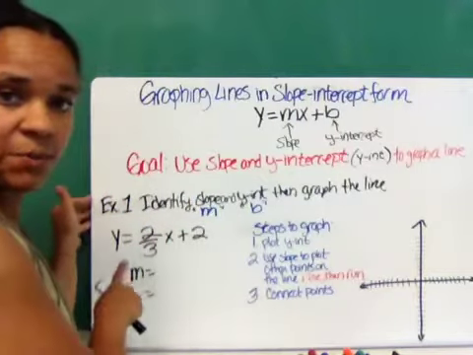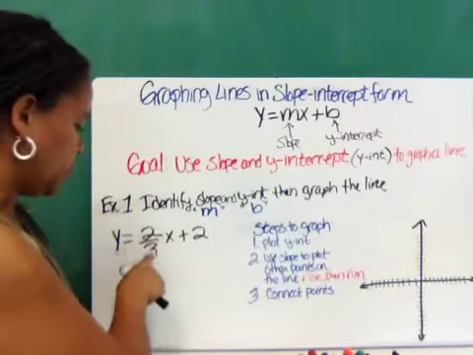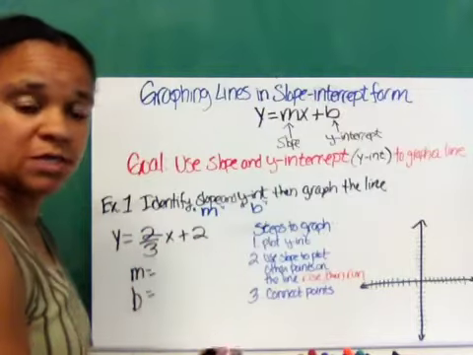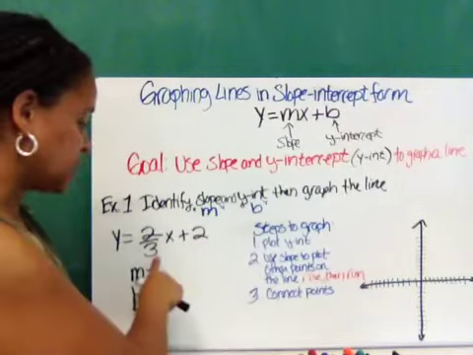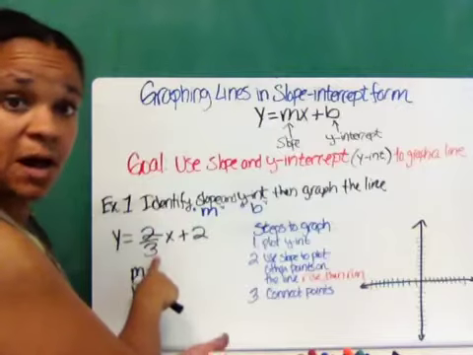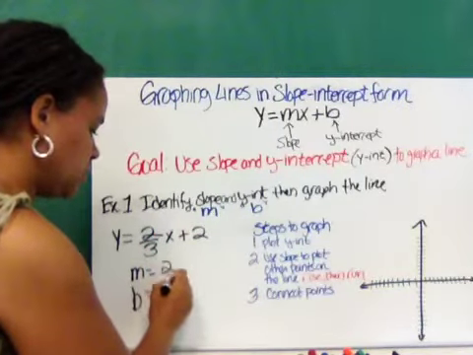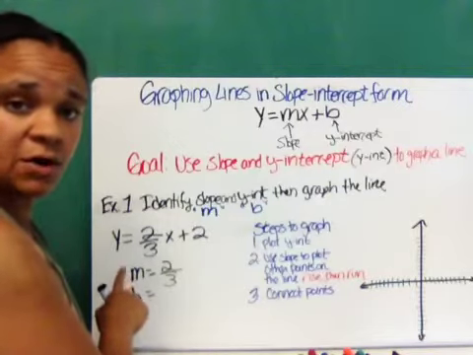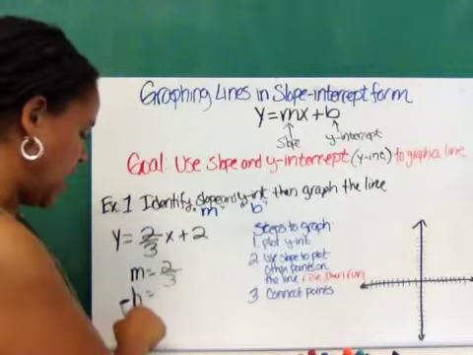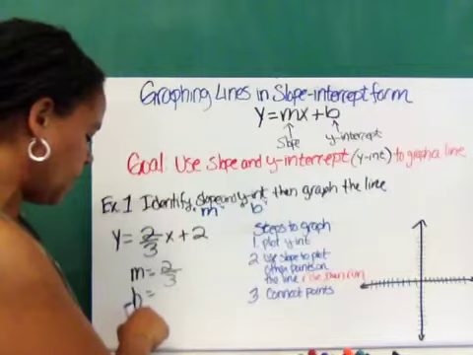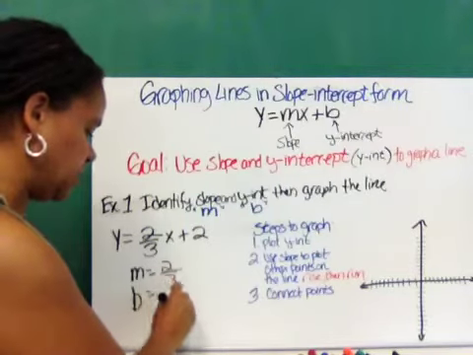So our first example here, we have y equals 2/3 x plus 2. My slope, which is m, is my coefficient of x. My slope is going to be 2/3. So you want to identify your slope. Say, okay, my slope is 2/3. And b, my y-intercept, is 2.